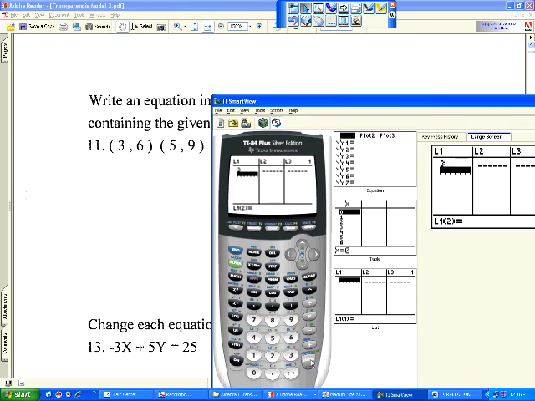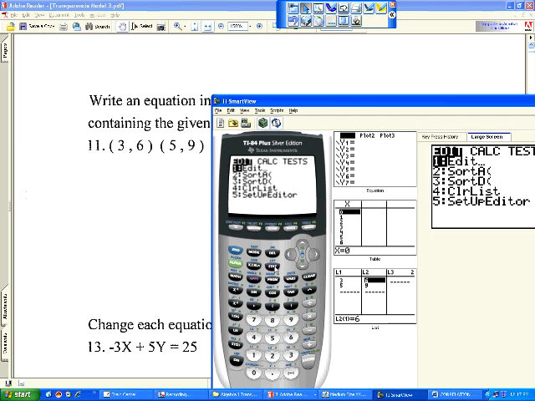3, enter, 5, enter. What were the y's of my points? 6, 9. Do it in the right order. 6, enter, 9, enter. Stat, edit. Stat, edit. We put our x's in L1 and y's in L2. Now what do we do?